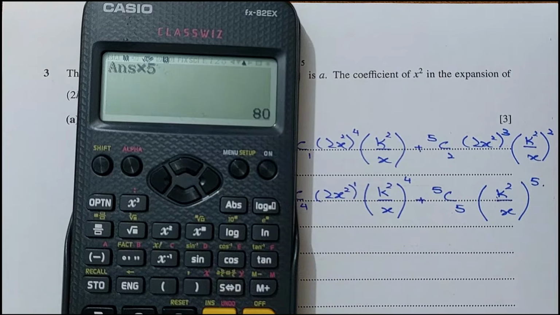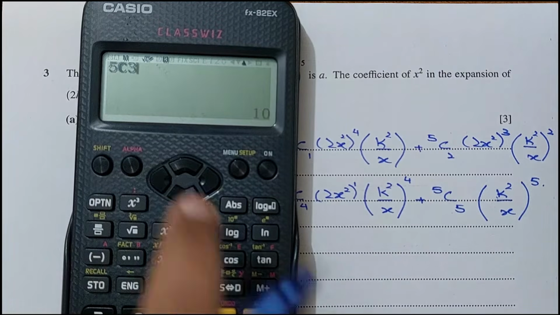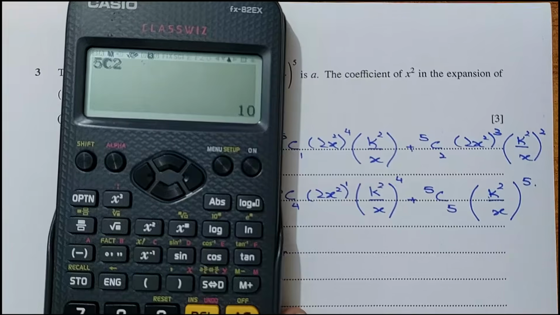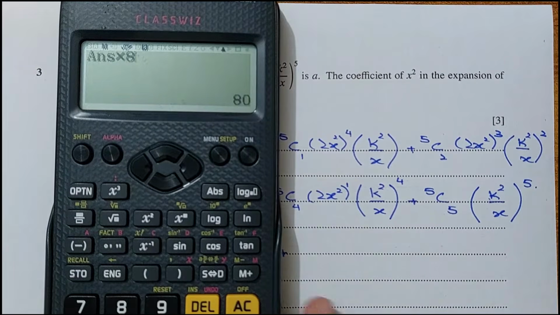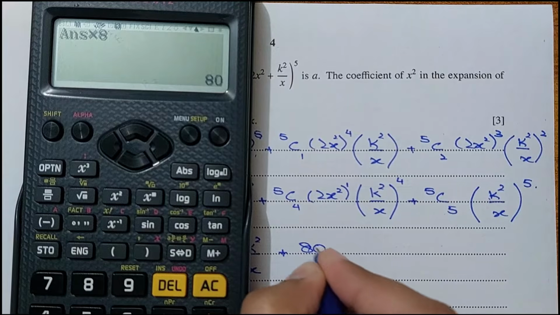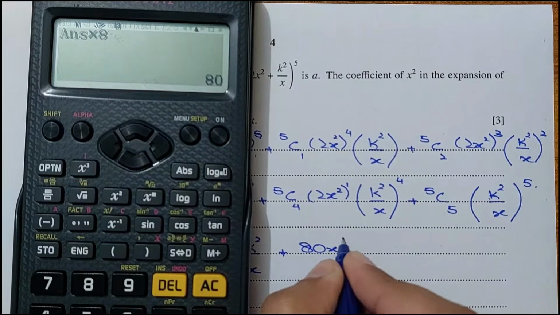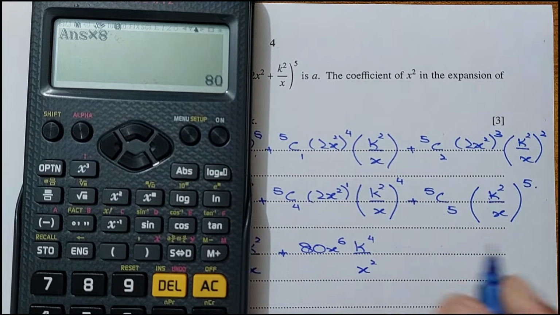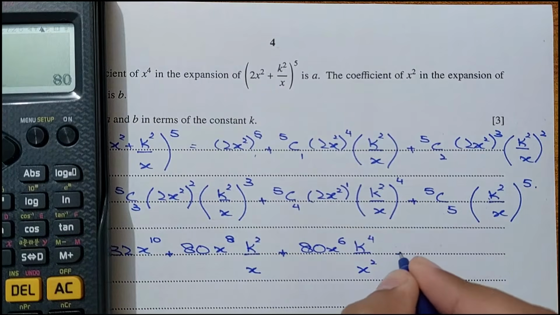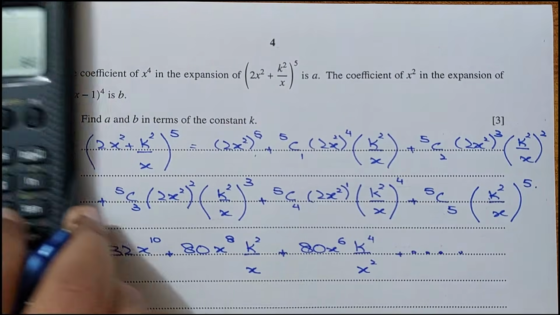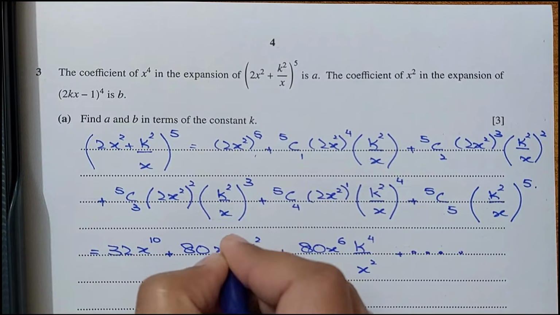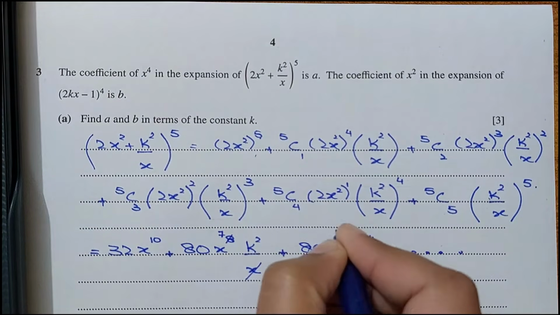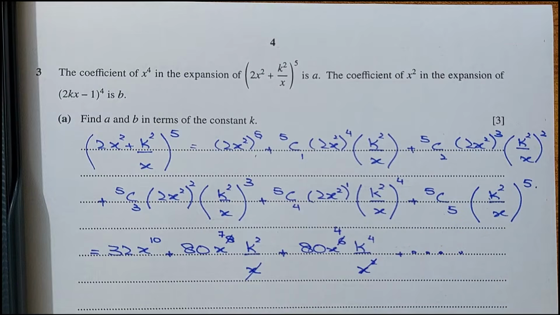Plus 5c2, we can say 10, and 2 cube is 8, 10 times 8 is 80. We have again 80, x power 2 times 3 is 6, and k power 4, and x square, right? And so on. Let me stop over here. So here you can see, if I cancel this, square and square cancel, you will get x power 4 over here, right? So you have the coefficient of x power 4.